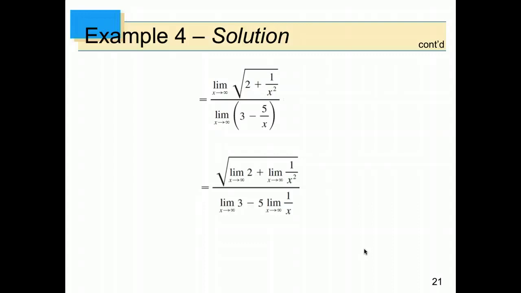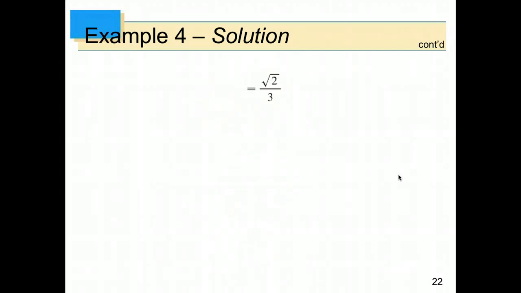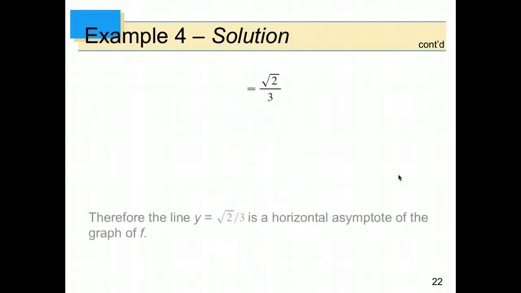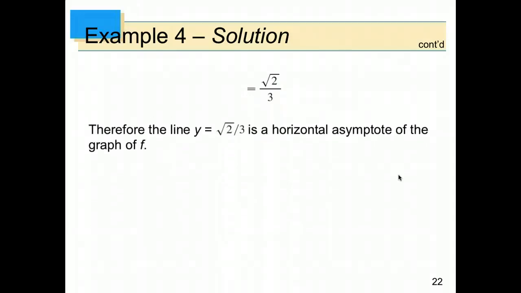Here we go with our properties again. We can take the limit inside of the radical. Remember, the radical is the same thing as a power of 1/2, so it works the same way as the power rule. And then we get the following limits. These should be pretty obvious. Just notice that the 5, we use the constant rule again by taking this 5 on the outside of the limit there. So that gives us radical 2 plus 0 over 3 minus 5 times 0. So that is radical 2 over 3. Therefore, the line y equals root 2 over 3 is a horizontal asymptote of that graph.